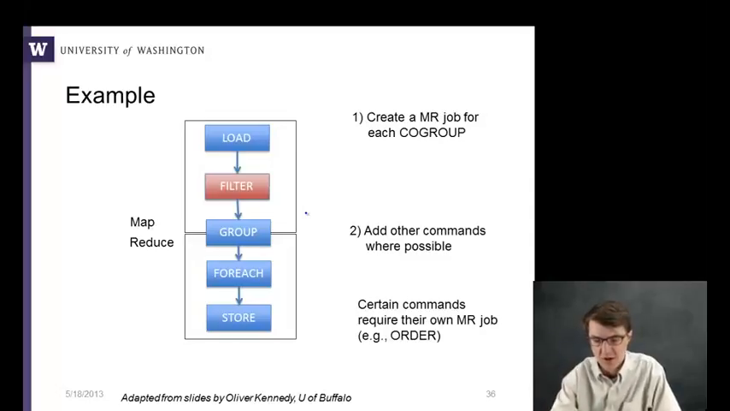The group command needs to be its own MapReduce job because it's going to shuffle things across the network. But filtering, I could apply the filtering condition as I'm loading data off of disk, or as I process a tuple. I can check its condition to make sure it's from one of these IP addresses before I actually apply the group. So I might as well do that in the same MapReduce job. I don't need a whole independent MapReduce job just to do that.